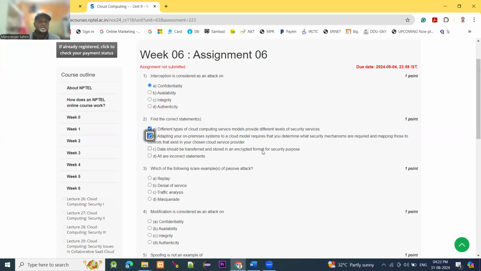Moving to option number 3, data should be transmitted and stored in an encrypted format. That means in a very secure format for security purposes. Yes, that is also the right answer. But the fourth option, all are incorrect statements. No, all are the correct statements. So options A, B, and C are the right answer.